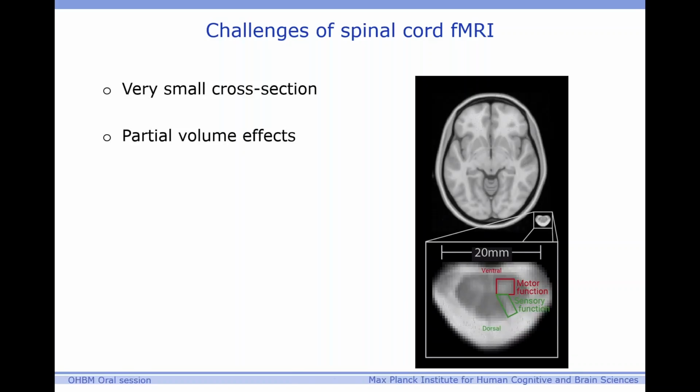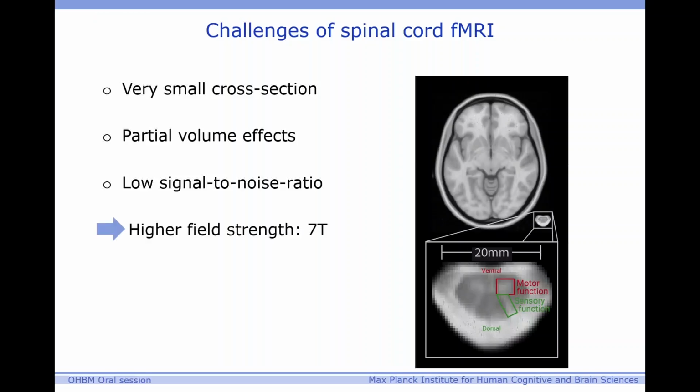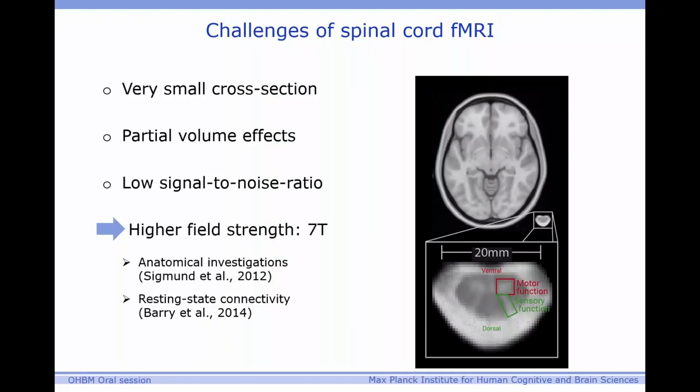And so what people usually do in spinal cord fMRI then is to use a very high resolution in-plane, so that you have about, let's say, 1 × 1 millimeter for fMRI studies. But overall, we deal with a low signal-to-noise ratio. So we would think maybe moving to a higher field strength, like 7T, we could actually benefit from that. And so people have done that very recently, and we can now move to more fine-grained anatomical investigations of the spinal cord. People have characterized resting state connectivity already at 7T and did some T1 and T2 star mapping.